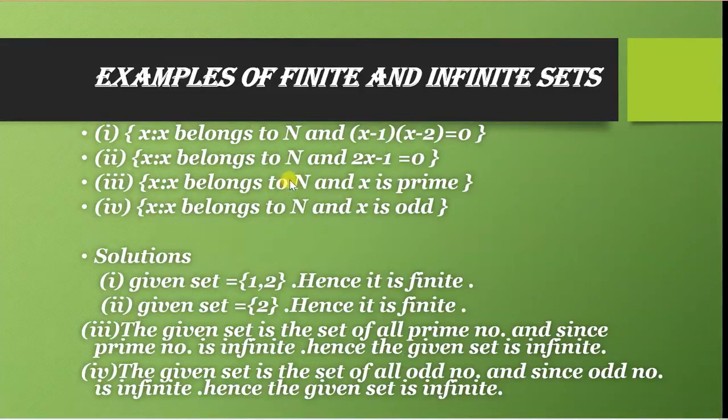X belongs to N and x is the prime number. X belongs to N and x is odd. Here, in the third and fourth case, it is having infinite number of elements. So, these two are infinite sets.